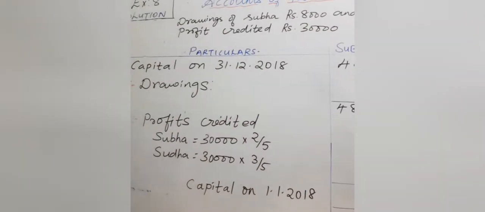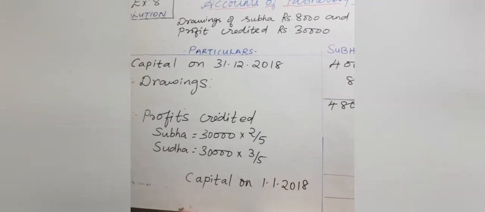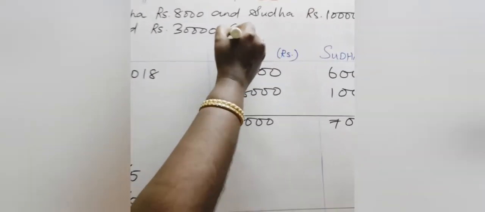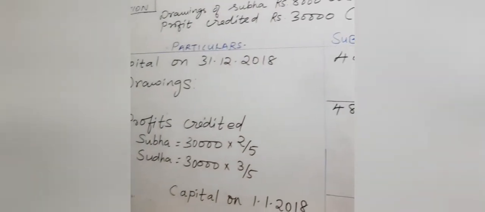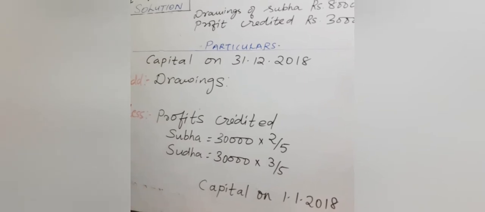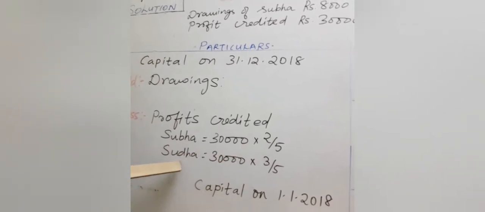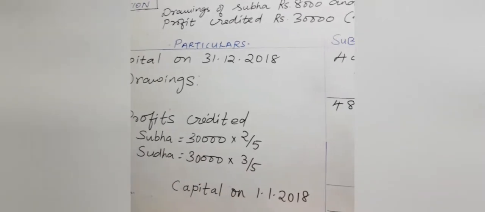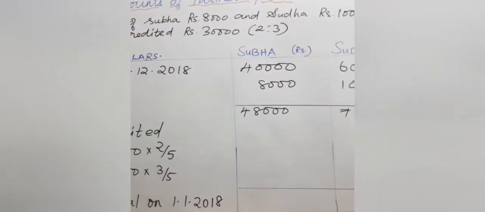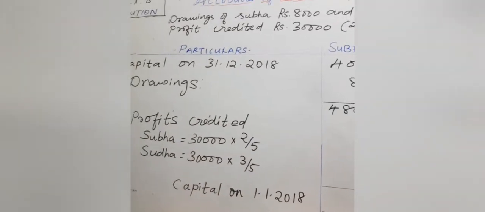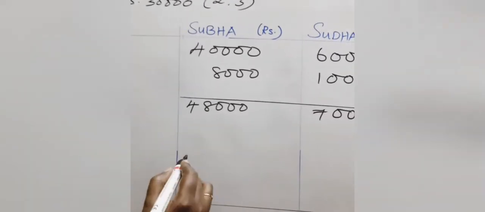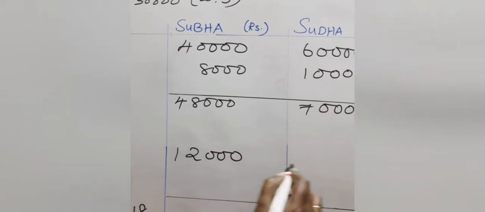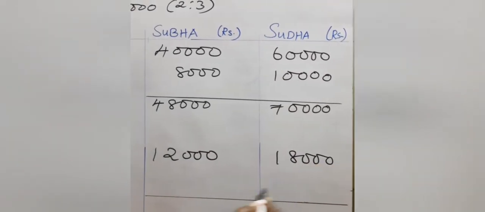So 30,000 is shared in the profit sharing ratio of 2:3. They have already given in the question 2:3. That means for Subha you calculate 30,000 into 2/5 and for Sudha 30,000 into 3/5, because that is the profit sharing ratio. When you calculate like that, you get for Subha an amount of 12,000 and here you get an amount of 18,000.